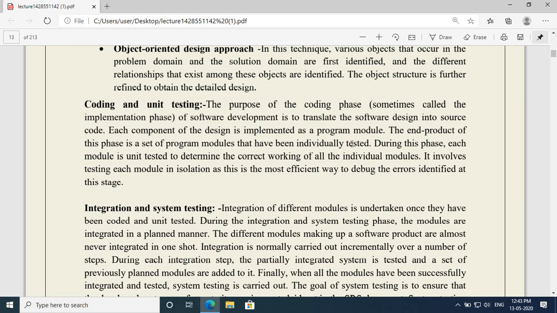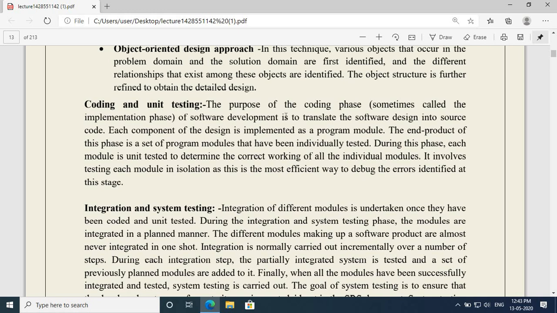So what is the main aim of the coding phase? Whatever we gathered in the requirement analysis phase, whatever we designed in the design phase, that is implemented in a specific programming language, whatever the language may be, and this is the main aim of the coding phase.